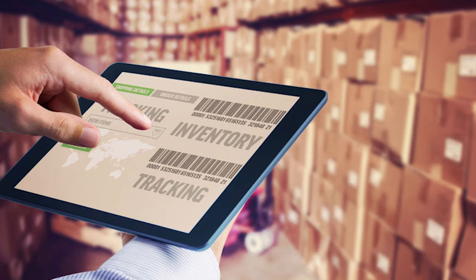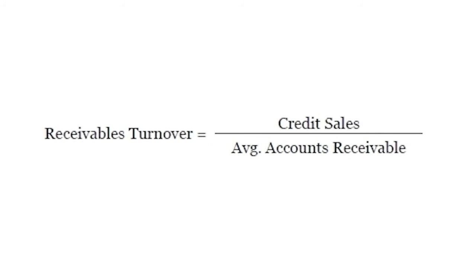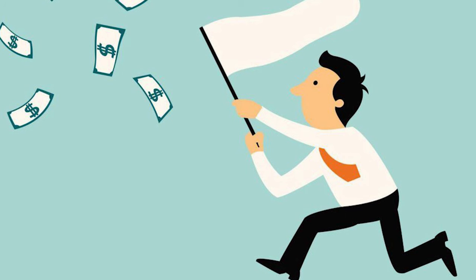A higher inventory turnover, and thus a lower inventory period, shows that the company's inventory is selling quickly, and it indicates that management is doing a good job of stocking products that are in demand. A company's receivable turnover, calculated as credit sales over a period divided by average accounts receivable over the period, shows how quickly the company is collecting upon its accounts receivable.